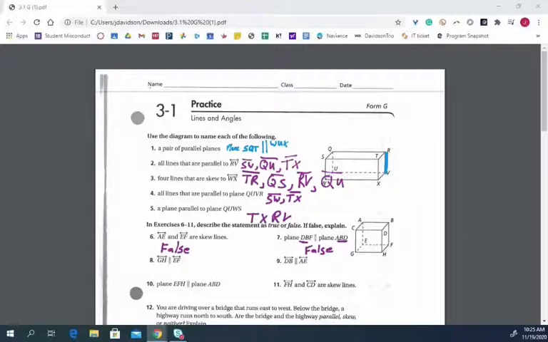All right, GH and EF. They don't share a letter. Let's make sure that they do look parallel. GH, EF. Yeah, that looks good. What do you think? Why don't you guys do the next three on your own? And then I'll scroll down for 12.